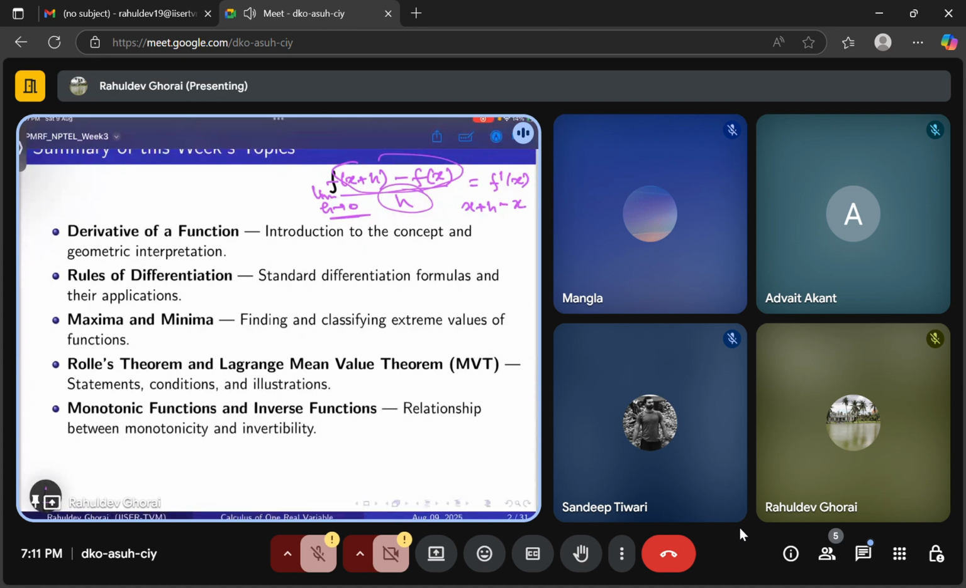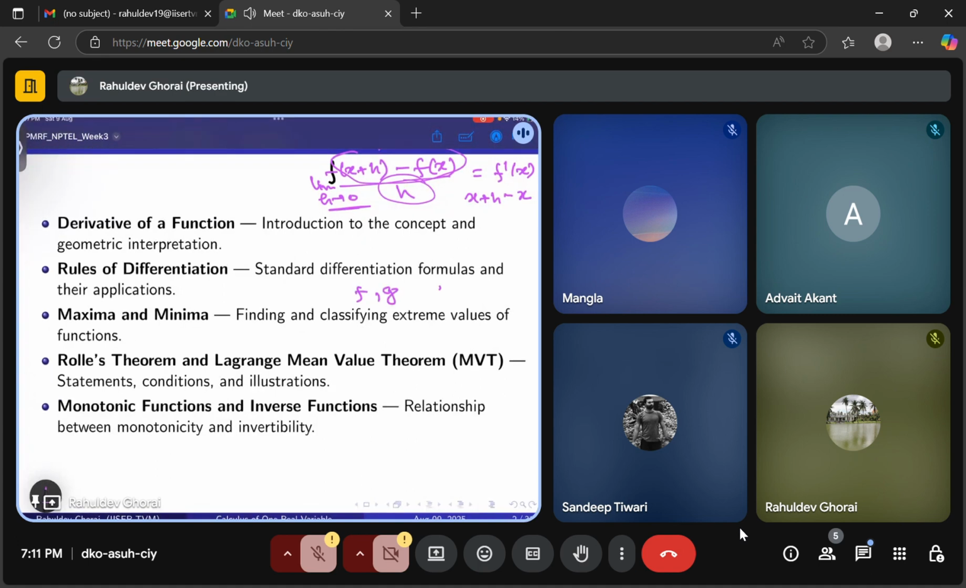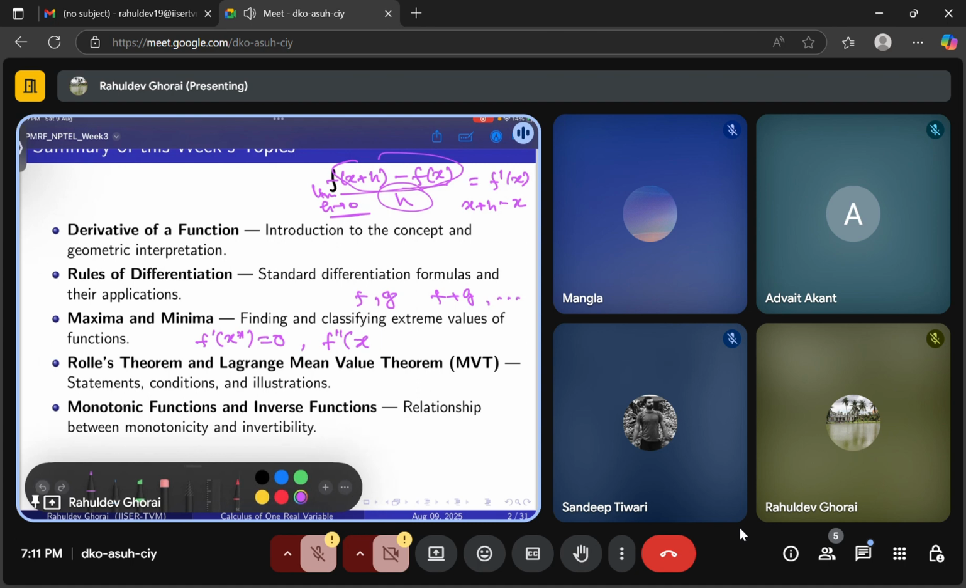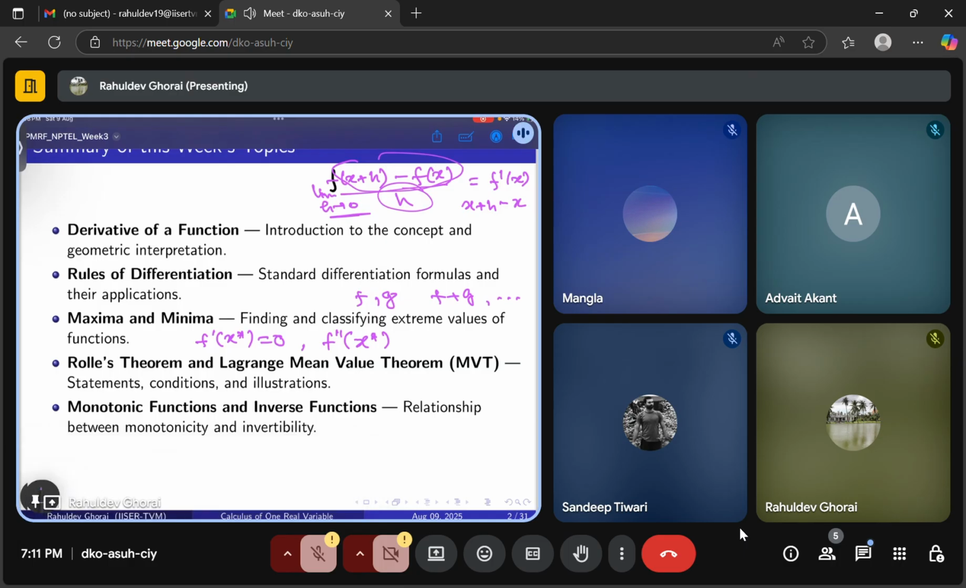And rules of differentiation: if f and g are differentiable functions, then f plus g, f times g, f over g, if g is not equal to 0, all these algebraic combinations are also differentiable. And maximum and minimum: to find maximum or minimum, at the extremum x star, f'(x star) has to be equal to 0, and you have to know whether f''(x star) is greater than or less than 0, depending on whether we are finding strict minima or maxima.